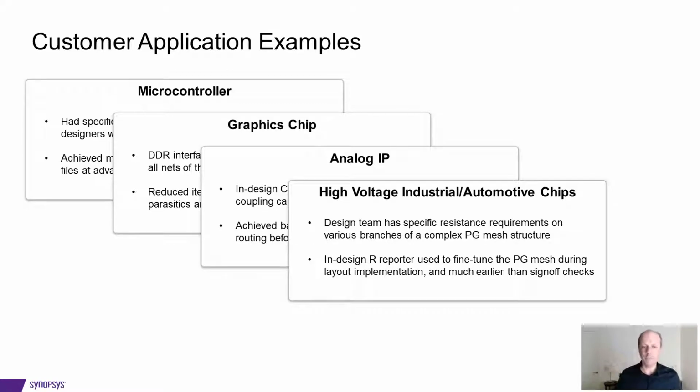And finally here, as another example, high voltage industrial automotive chips. You may have a complex PG mesh, and you can't really rely on a sign-off tool as much for point-to-point calculation because you don't have pins within the mesh to hang on to. And so the capability within Custom Compiler is useful from that standpoint, where you can prepare queries on coordinates, specific locations in your mesh, and then check the resistance between branches of your mesh.